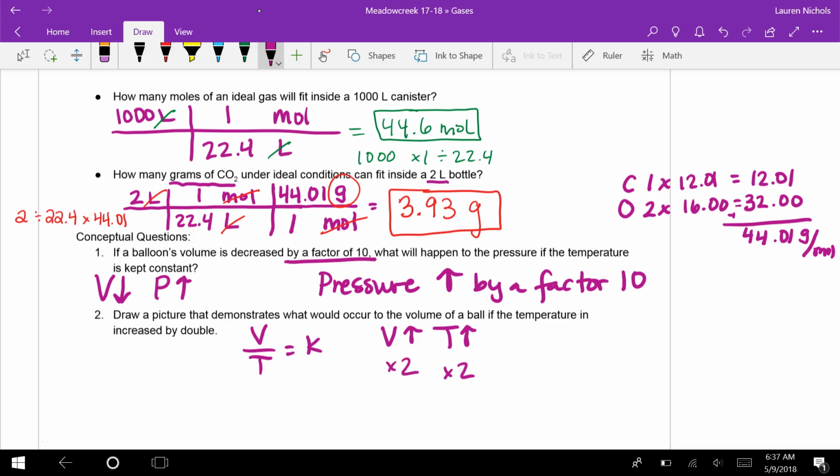So let's say this is the ball. It's got a volume, and this is at your initial. And then here, if the temperature is doubled, then the volume of my ball is going to go up as well. So 1, 2, it will go up. Now, is my circle exactly double? Probably not, because I'm a terrible artist, but you get the idea.